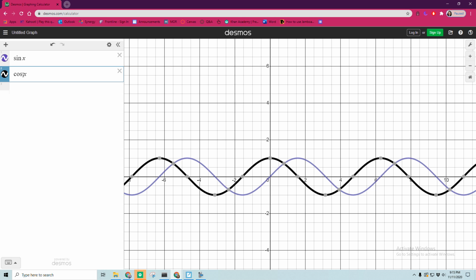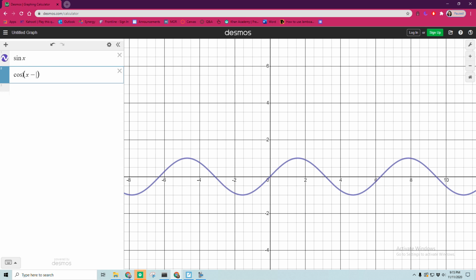So if I go to my cosine function, and where x is, I put parentheses around that, and inside of those parentheses, I move it over to the right, so that would be minus pi divided by 2. There we go, it lands right on top of sine, okay?